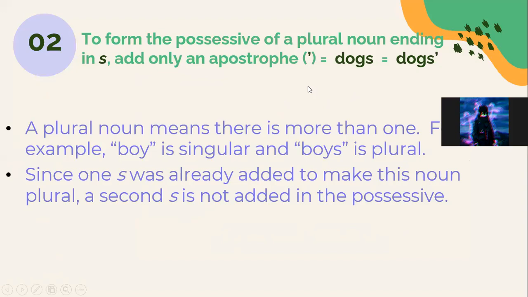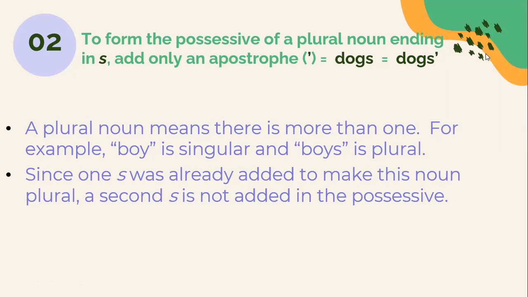Since the noun already has S in it, we add only an apostrophe. Thank you, Hassan. If you read the rule here, it says you add only an apostrophe. So for example, dogs, we just add an apostrophe at the end of it. Since we already have an S, we just add an apostrophe.